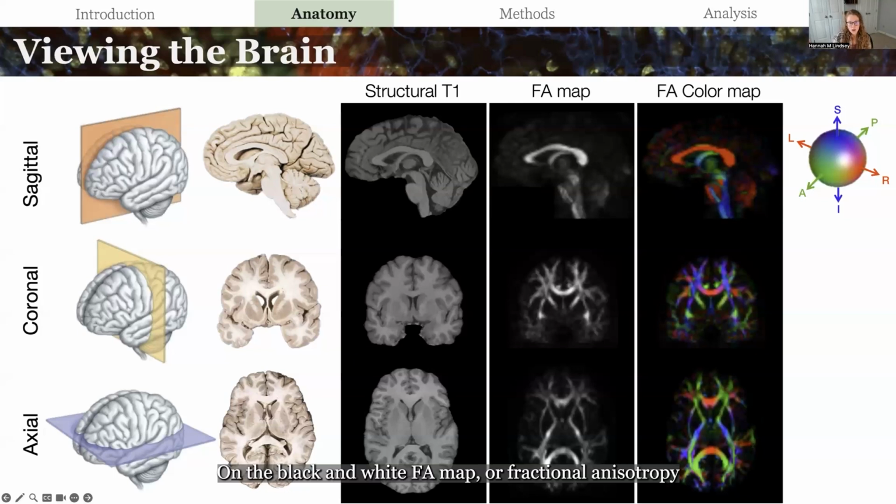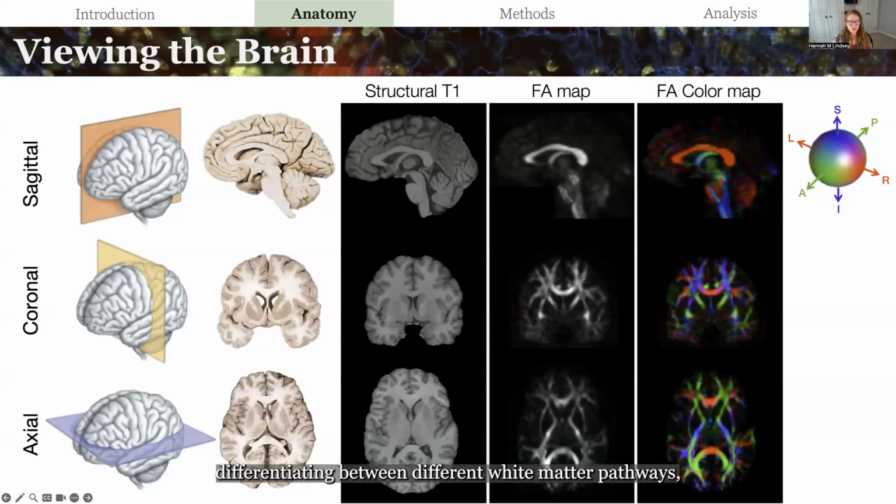On the black and white FA map, or fractional anisotropy map, brightness indicates the degree of anisotropic diffusion, where brighter areas have greater anisotropy, reflecting the presence of white matter. That makes these really helpful because they only light up on the white matter. So any gray matter regions, like in the basal ganglia here and here, or in the ventricles here, are dark because they consist of gray matter or CSF and not white matter.